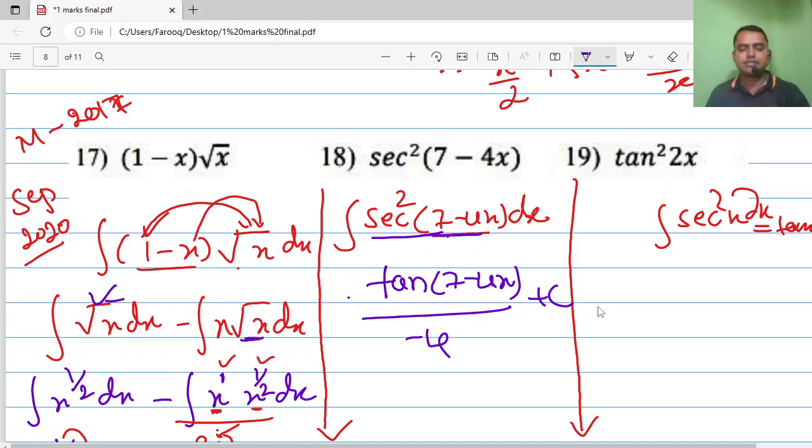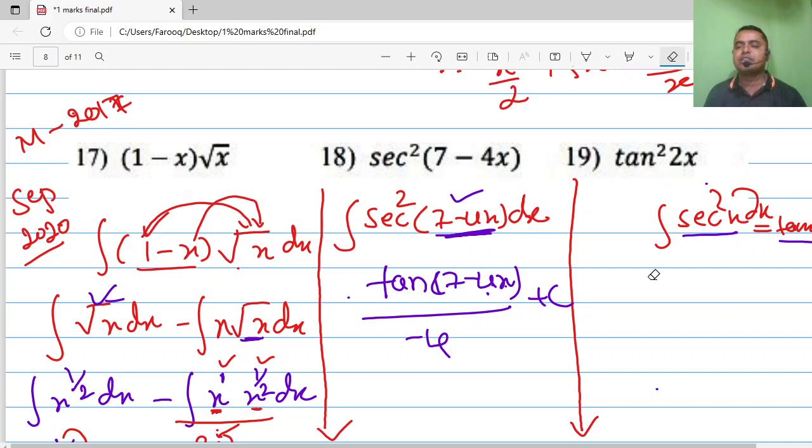Yes. So next, by using this one here, integration of sec square x. Instead of x, 7 minus 4x is there. We know the formula: integration of sec square x is tan x. So instead of x, we have to write 7 minus 4x. And what is the coefficient of x here? Minus 4, divided by minus 4 plus c.